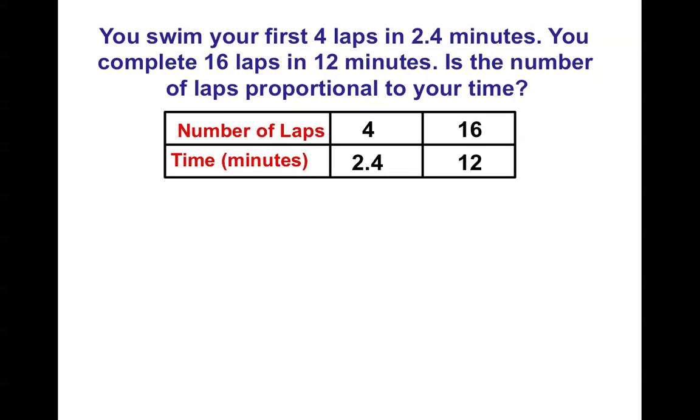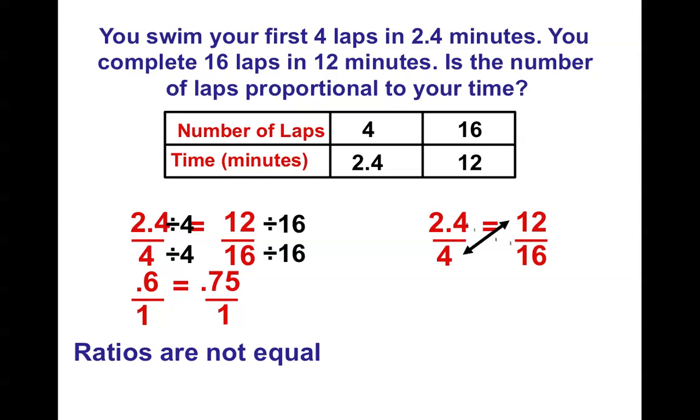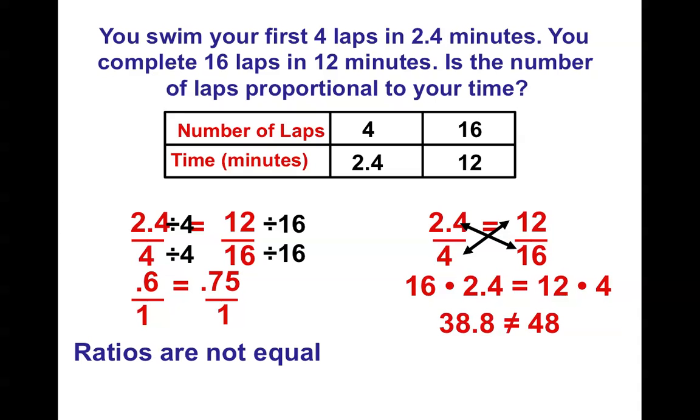All right, see if these number of laps that someone swims and the amount of time it takes them are proportional. Well, once again, you could simplify. Divide by 4, divide by 4, divide by 16, divide by 16. I made unit rates, and notice I get 0.6 minutes per every lap and 0.75 minutes for every lap. So they are not equal. If I cross multiplied, I would have gotten 38.8 equals 48, and once again, I would know that these ratios are not equal. They do not form a proportion.